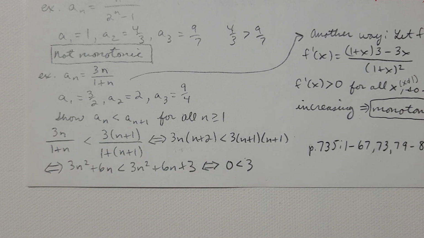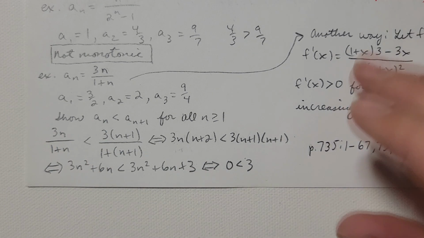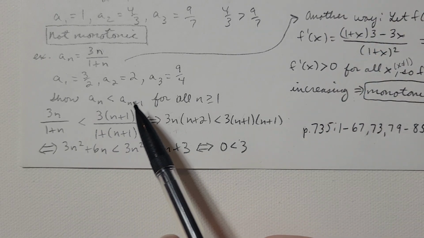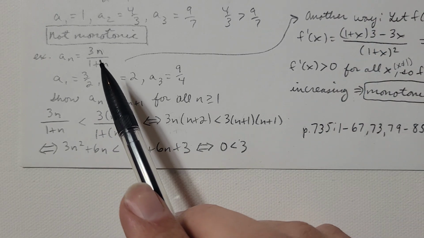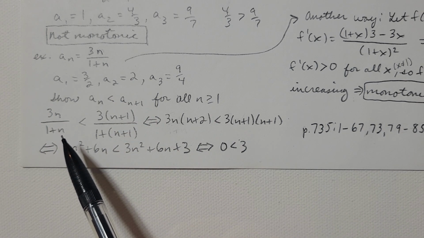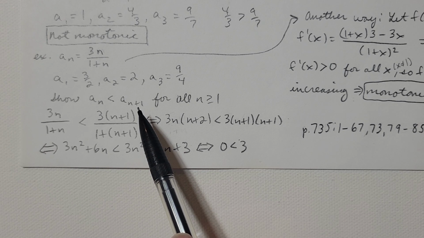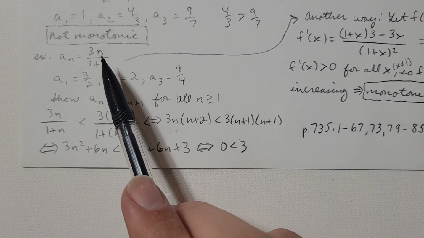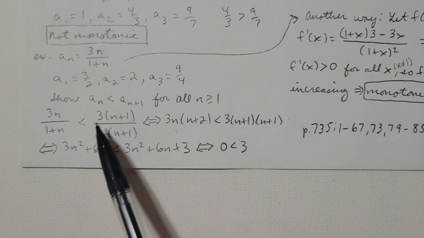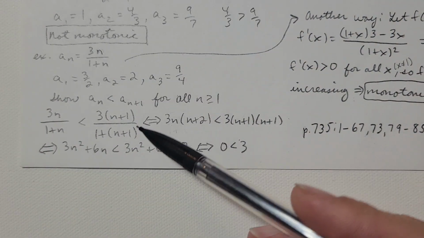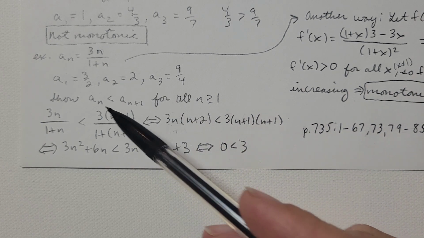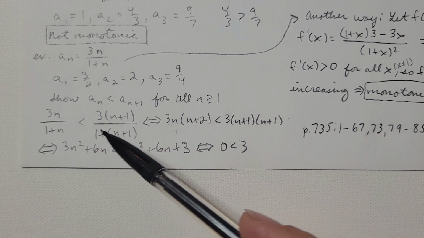There are 2 ways that we can do this. The first way, I've got to show that this inequality is true. Well, a sub n, that's 3n divided by 1 plus n. A sub n plus 1, if I replace n with an n plus 1 everywhere I see an n, I got 3 times n plus 1 divided by 1 plus n plus 1. So is this true? That's the question.